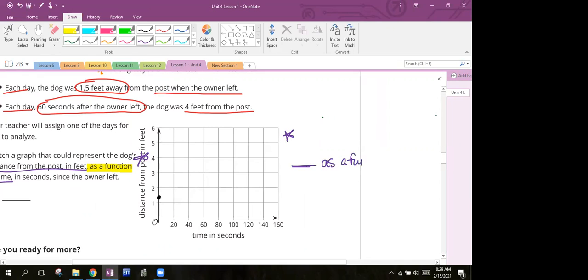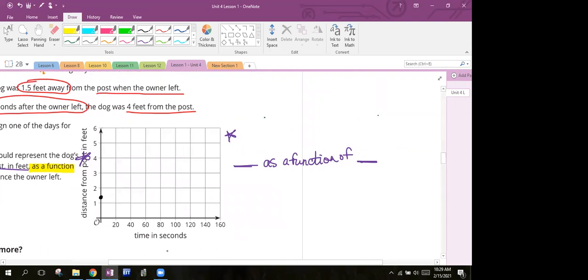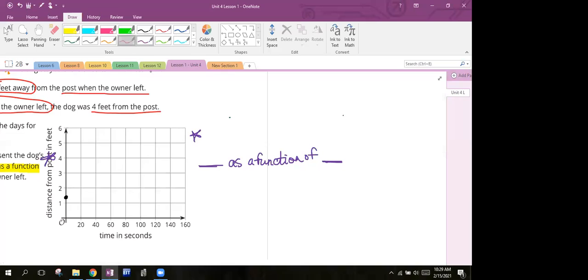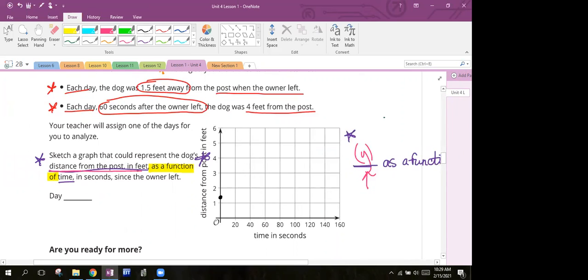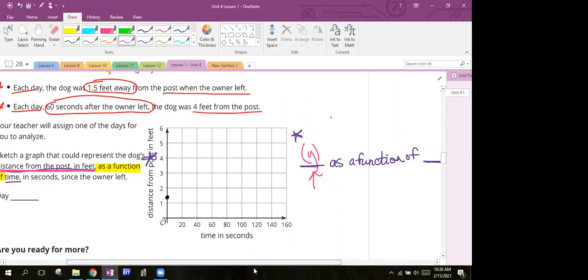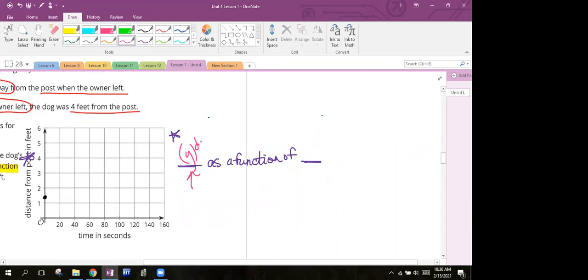Something as a function of something else. Every single time it's written like this, the first variable that they give you is always going to be your y value. Always, no matter what. So in this case, what is our y value? Distance. What's the first variable they give us? Distance from the post in feet.